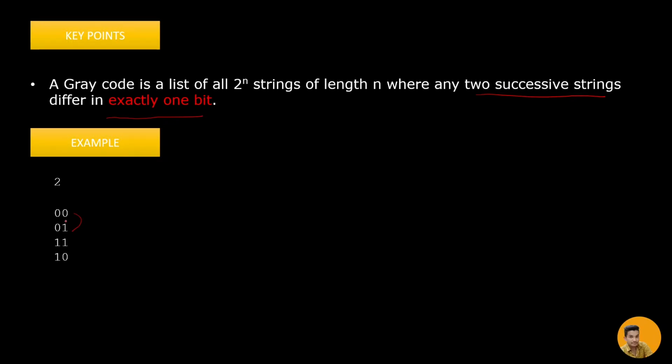So any two. Let's take this one. These two differ by exactly 1 bit, 0 and 1, and this is the same. If I choose this one, then this is the same, 1 1, but this differs by 1 bit, that is 0 and here 1. Now if I take this one, this is also 1 1 and this is 1 0. So we see any two successive strings differ by exactly 1 bit.